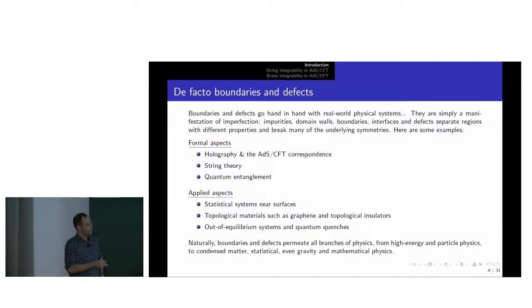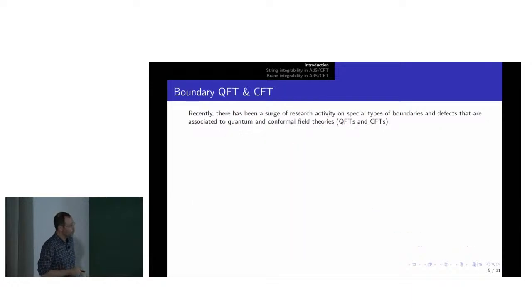And then, of course, natural boundaries and defects permeate all branches of physics. And this is the general setup. But now I will be focusing more and more on the field that I will be exploring. And this has to do with boundaries and defects within quantum field theories and very special types of quantum field theories, which are conformal field theories.